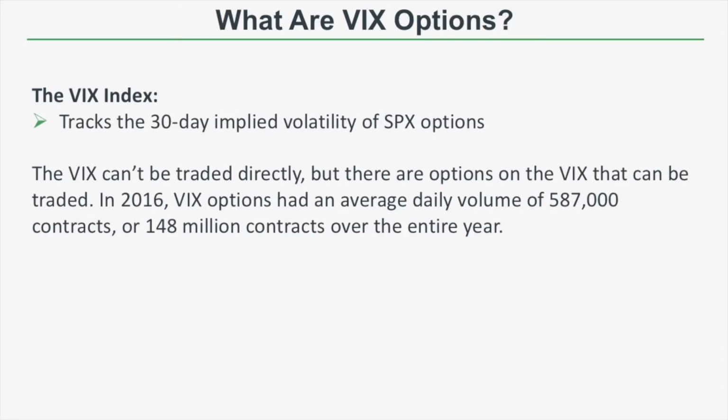So what are VIX options? Well, the VIX Index is an index that tracks the 30-day implied volatility of SPX options. However, the VIX is just an index and can't be traded directly. However, there are options on the VIX that can be traded. And in fact, VIX options are some of the most liquid options in the market that are available to us options traders. In 2016, VIX options had an average daily volume of 587,000 contracts, which translated to over 148 million contracts for the entire year.